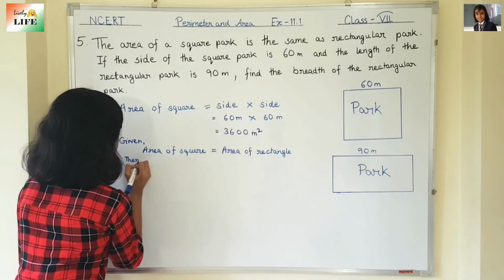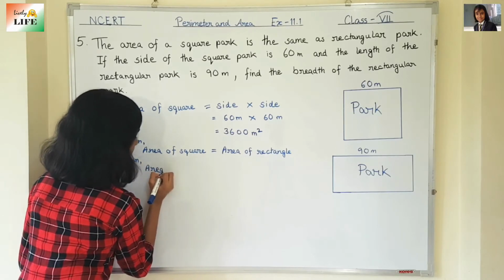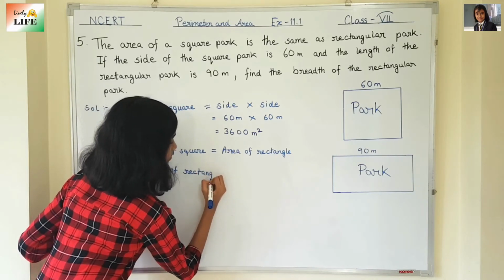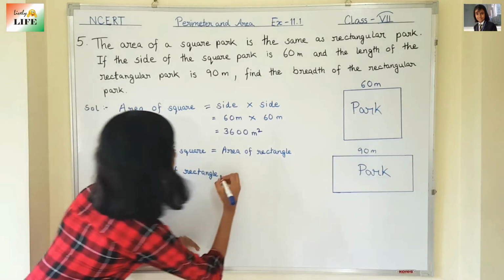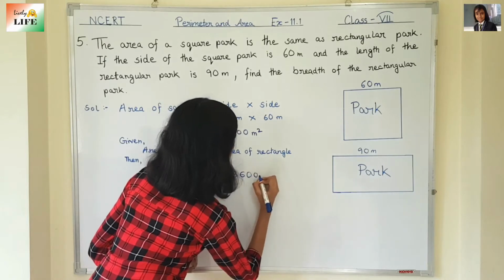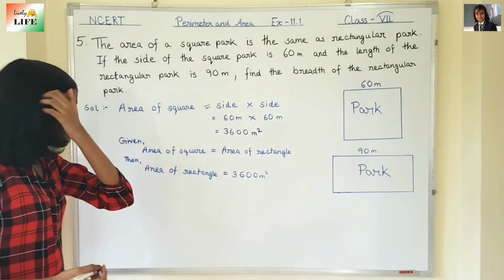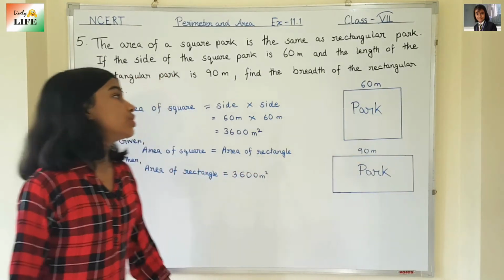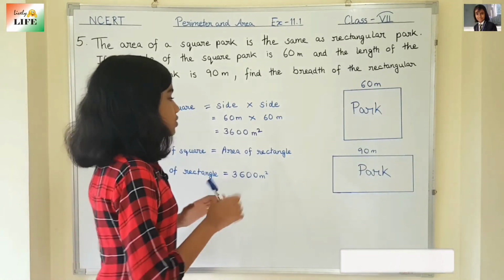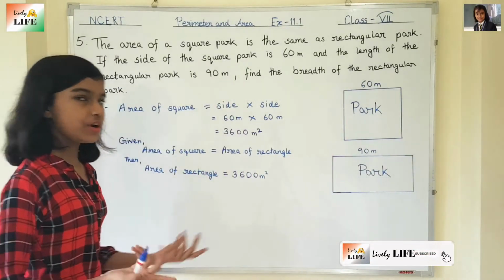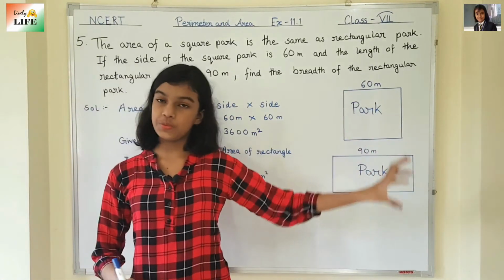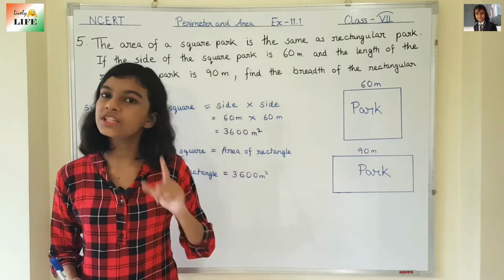Then area of rectangle will be 3600 meter square. Right? Now, what is the length given? This. So, what do we know? What is the formula of area of rectangle? It is length into breadth, right? So, what length is given? We need to find the breadth and the area. We also found it, right? Now, so area of rectangle is length into breadth. Then breadth is what? Area by length, right?